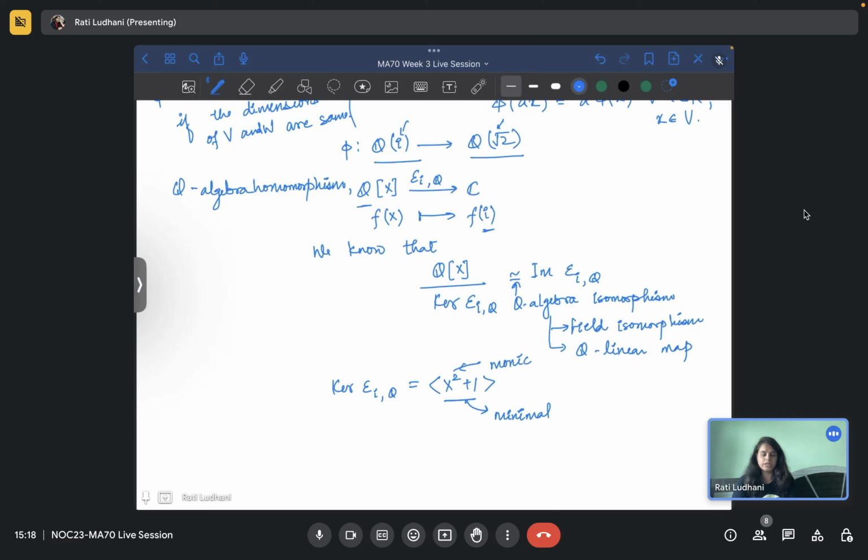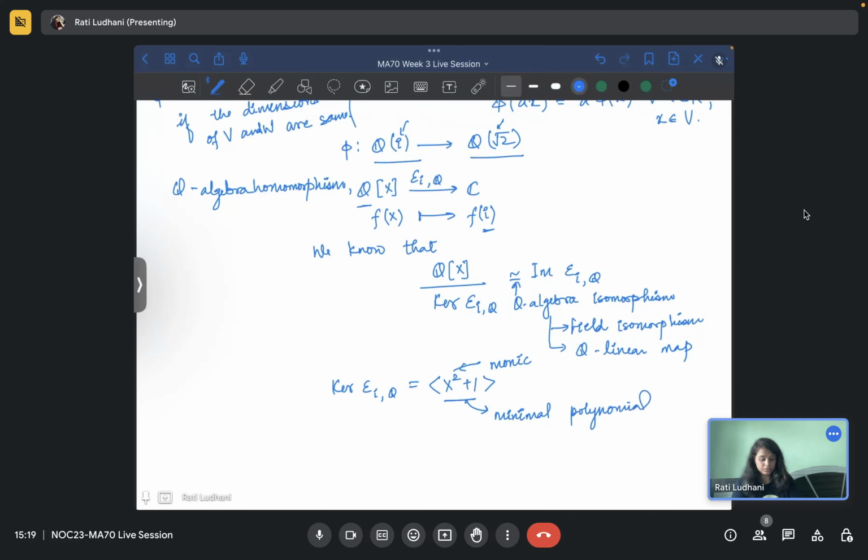So what can it have? It could have degree less than that, but it is not possible because if it has degree 1, then it should belong to Q. I should belong to Q, but that is not the case. So this is really a monic polynomial.